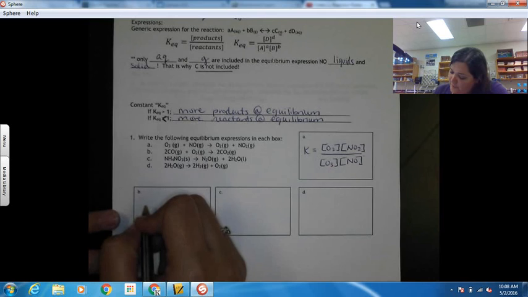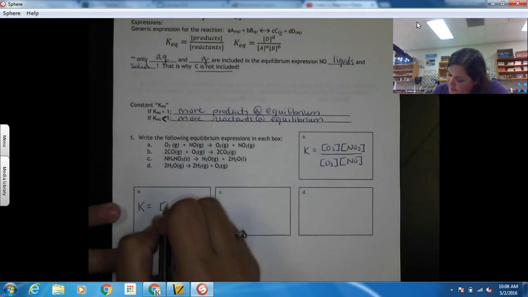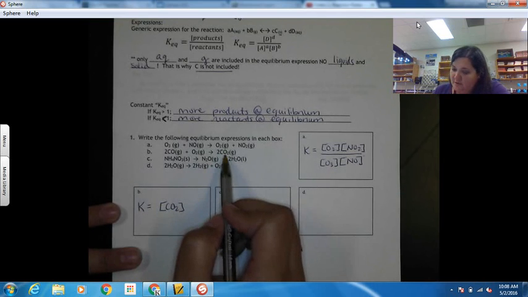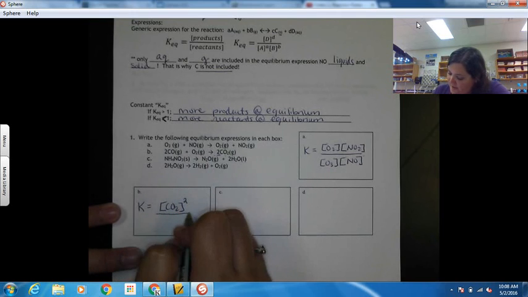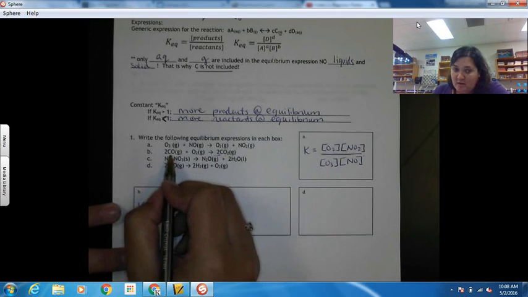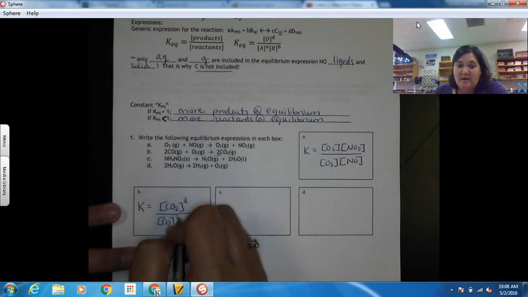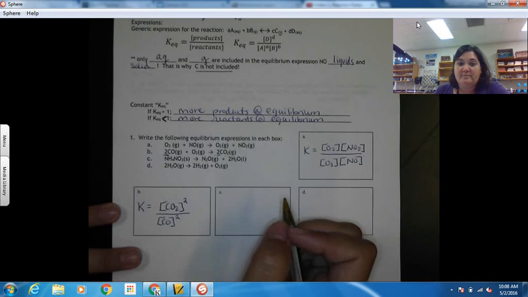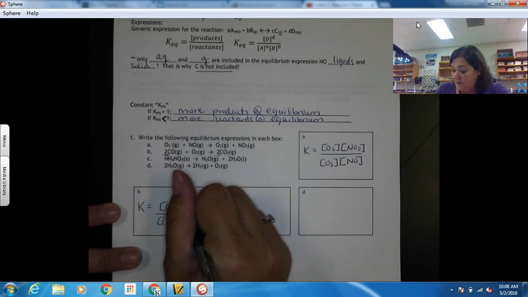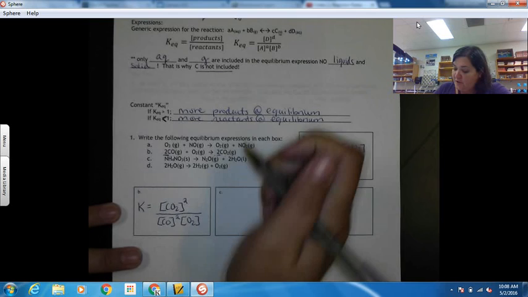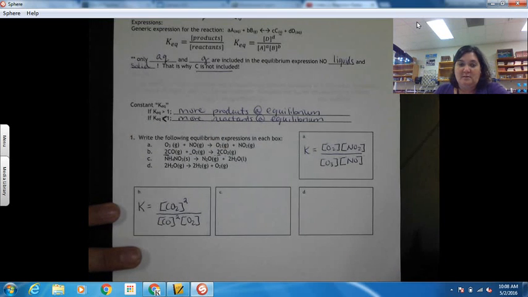So letter B, again our K would be equal to the concentration of CO2, which is our product. Now this time it has a coefficient of 2, so it's going to be raised to the second power, divided by our reactants, CO, which is raised to the second power, again because it has a 2 coefficient, times O2 to the first power because this coefficient is a 1. Okay, so pause and you do C and D, and then come back and we'll check.